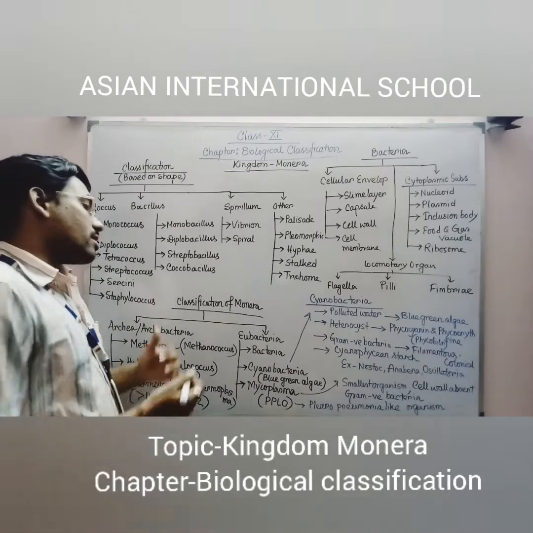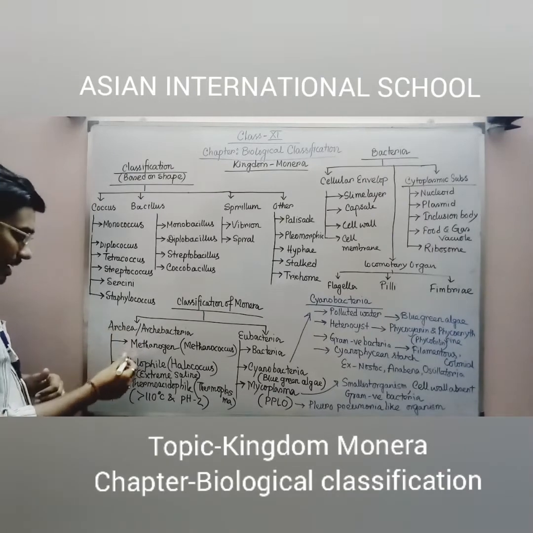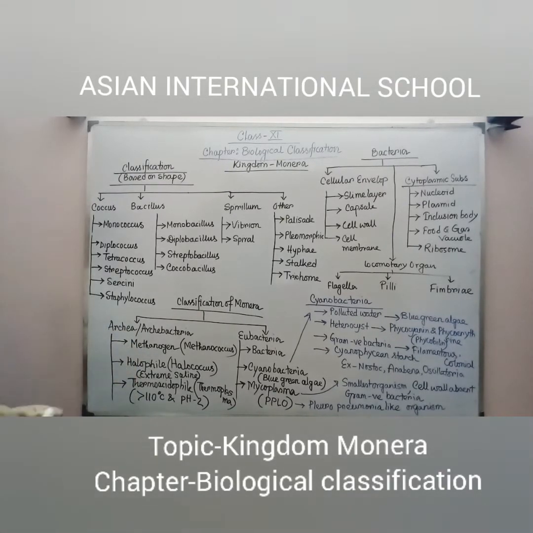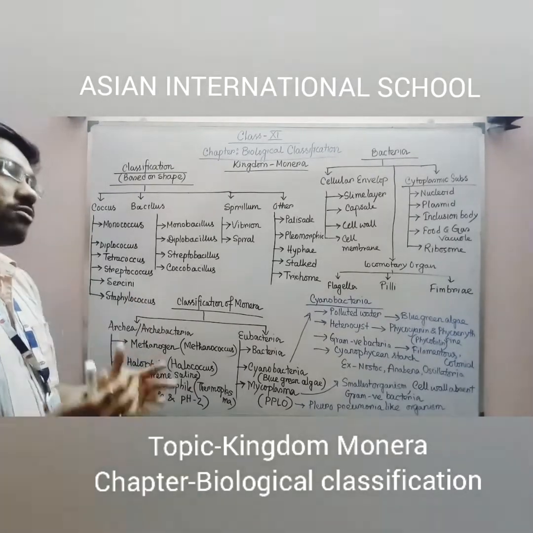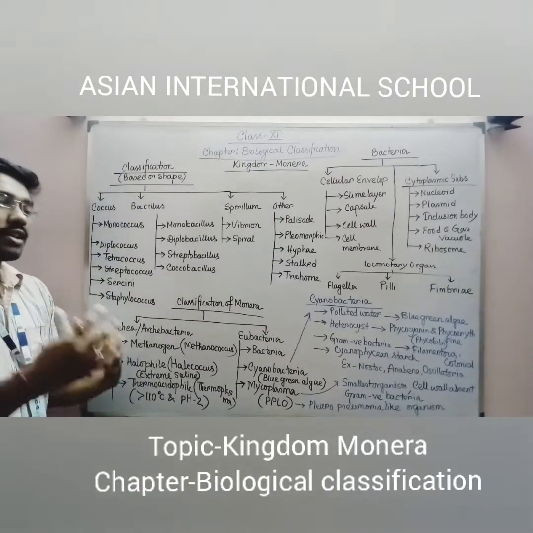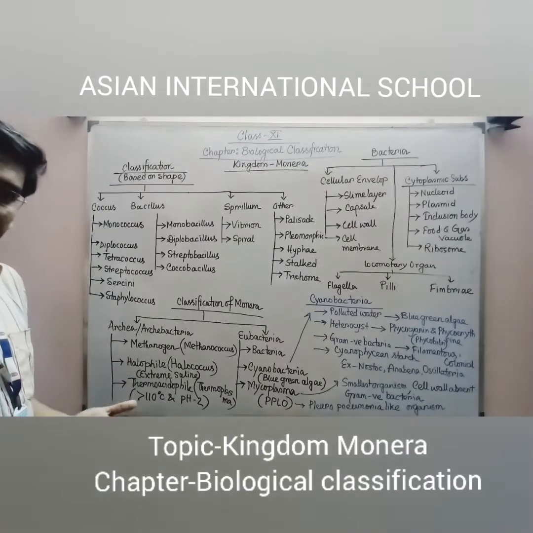Archaea or Archibacteria are bacteria surviving in extreme environmental conditions. They are segregated into three different categories. First one, that is methanogen or methanogenic bacteria. From the name we can understand that these bacterial cells are actually methane forming bacteria. They are taking carbon and hydrogen and forming methane. Okay, so they survive in the anaerobic environmental condition.